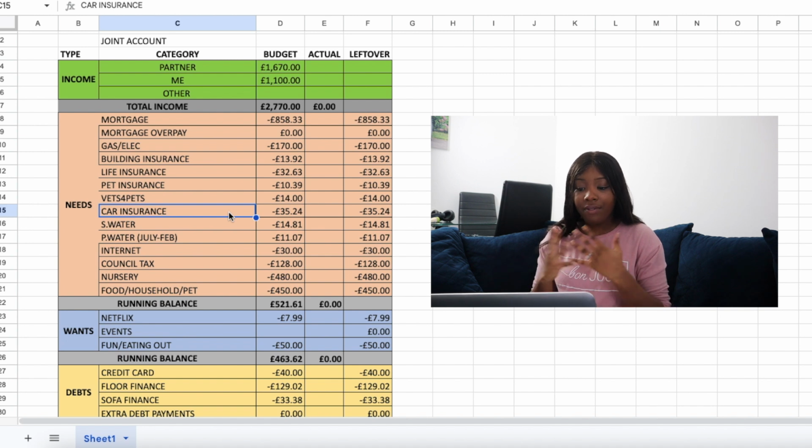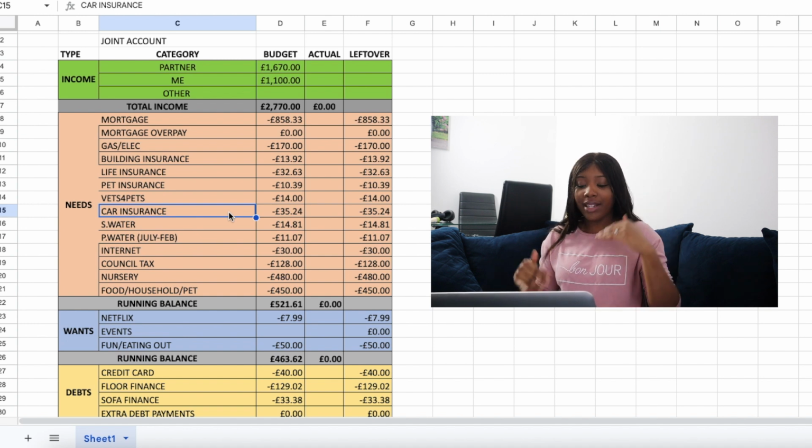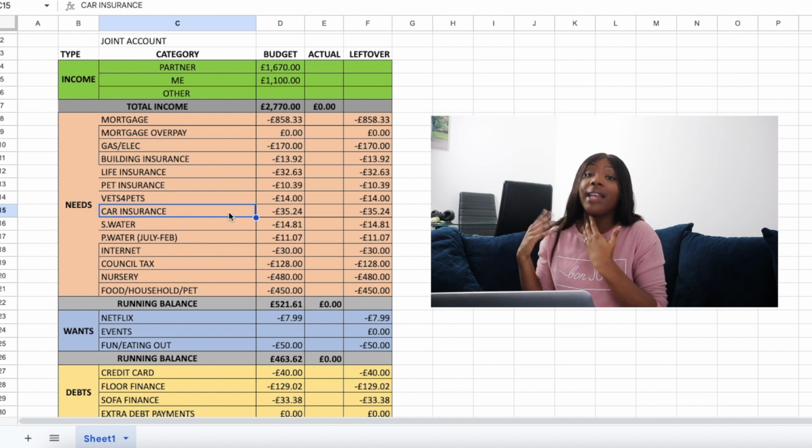But for me, I think the essential bills pretty much look normal. I think it would be good to know what's the split between food, household and pet. Like how much do you actually spend on each area? I think it'd be interesting to know if you break that down, how much you typically spend on that. Potentially you could make some savings there.